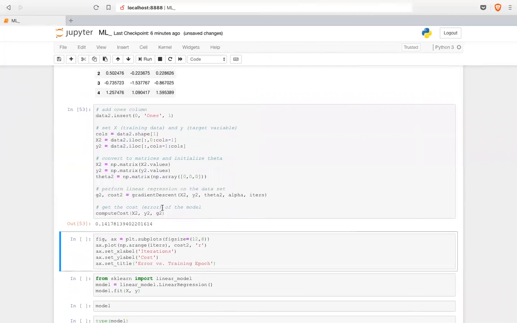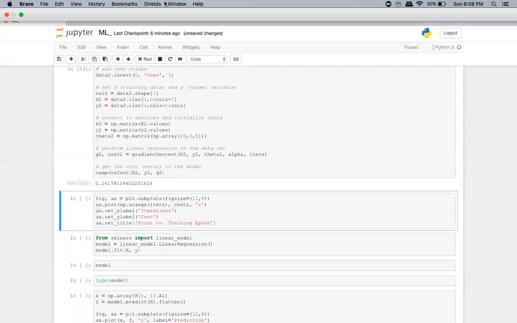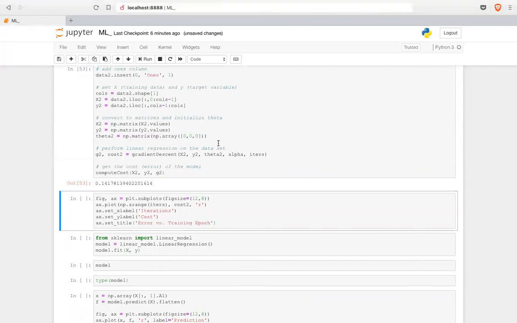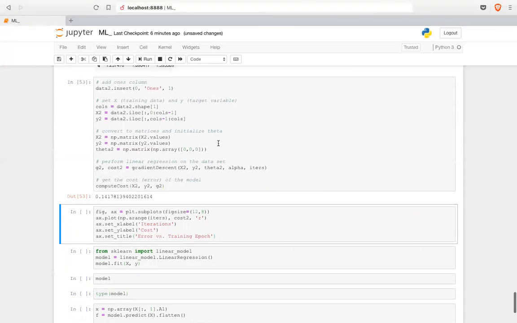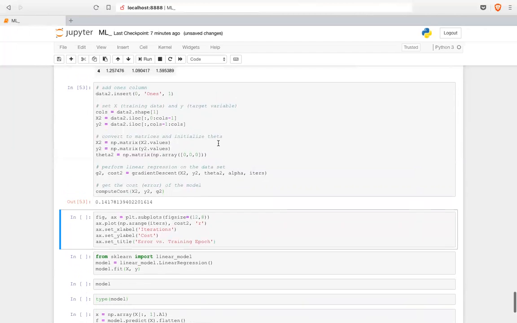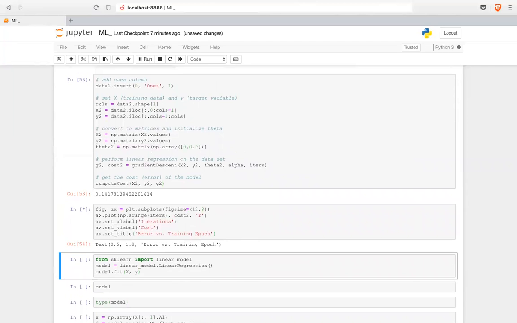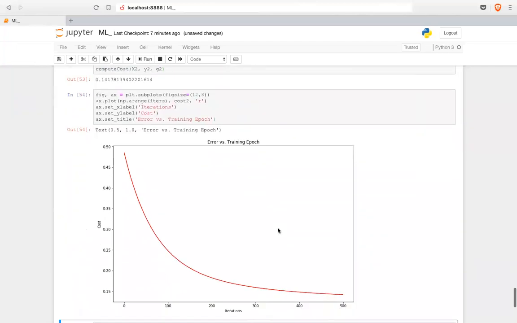So this is the cost with the current values. And this is the value of the cost after you run the gradient descent. We can actually check these values without running gradient descent, but it should be in a higher range. So maybe when you run this graph, you'll understand how the cost varies.